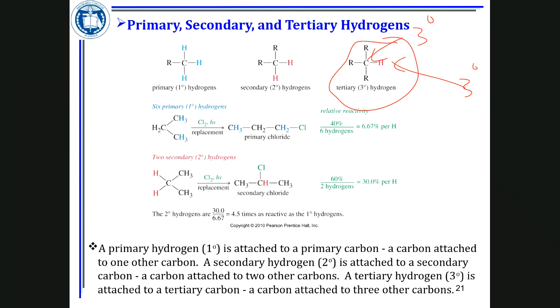So 6.7% of the product is coming from each primary hydrogen, because you divide 40 by 6, and 30% of the product is coming from each secondary hydrogen. That means the secondary free radical is more reactive than the primary free radical.